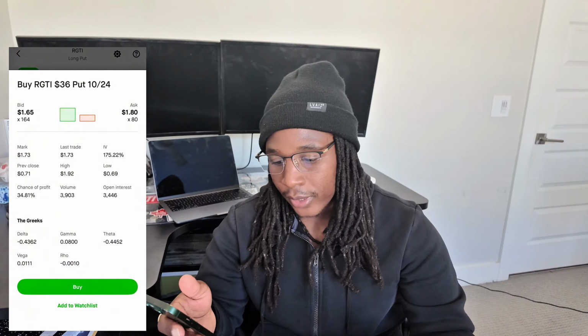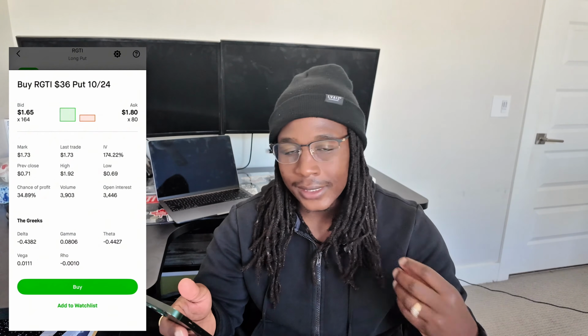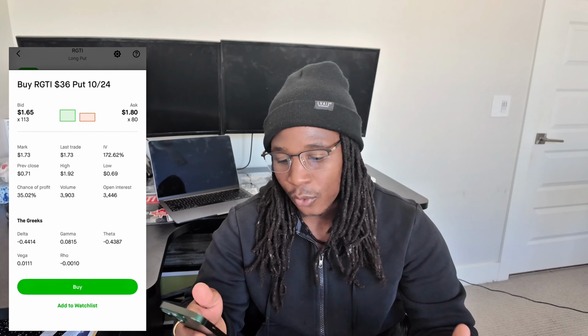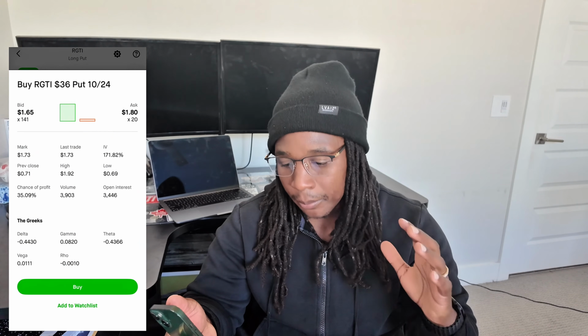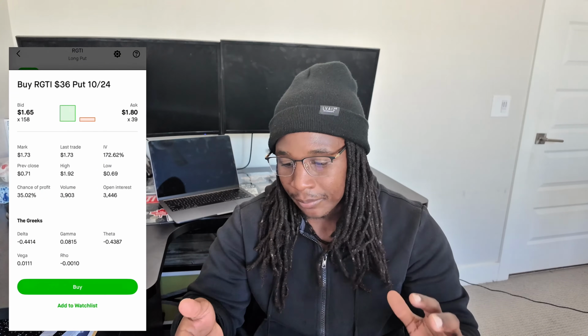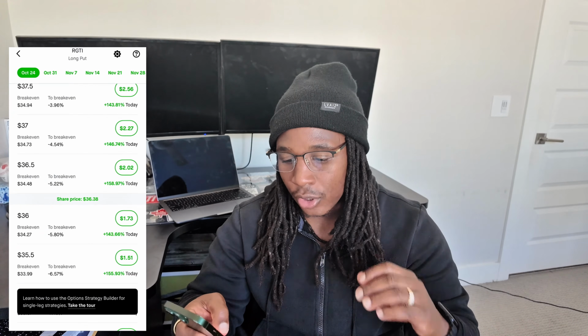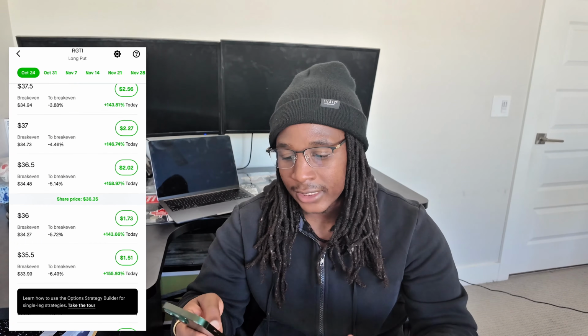But the delta is at 0.4. This is in our range. This is something that we look for. It's not the best, but it's okay. So like I said, man, you don't care about the break-even price unless you're holding to expiration.